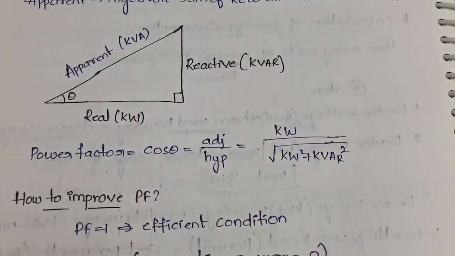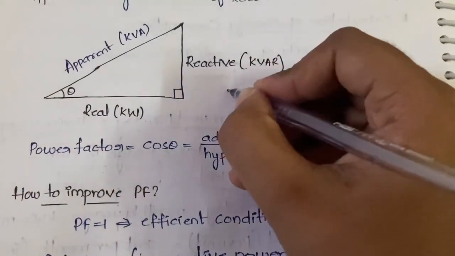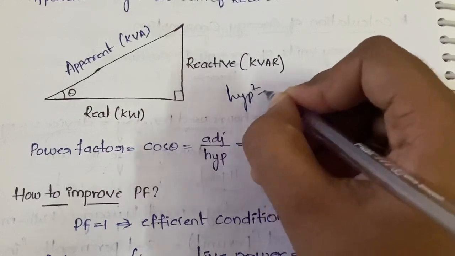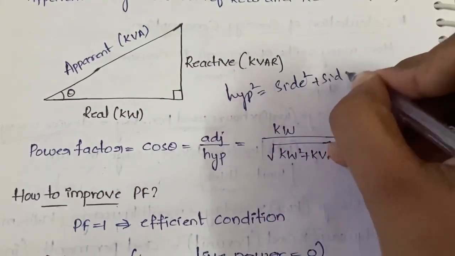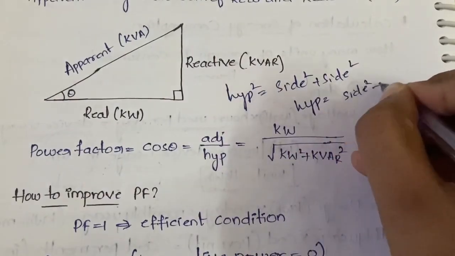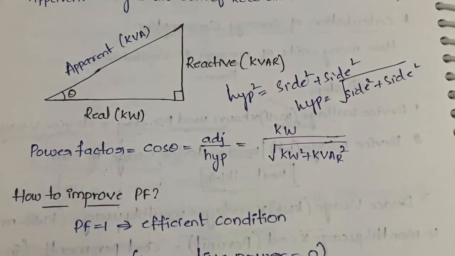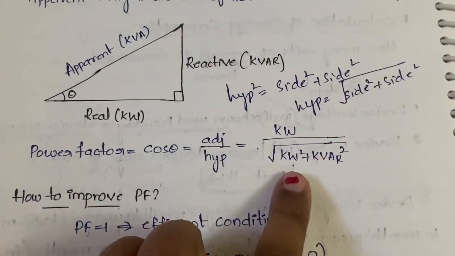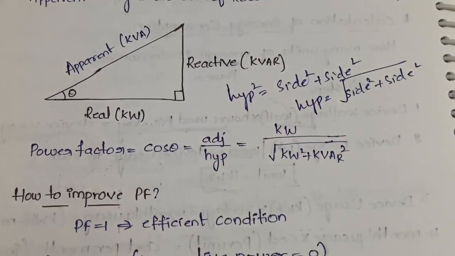Hypotenuse means what? Hypotenuse square is equal to side square plus side square according to Pythagoras theorem. So hypotenuse square is equal to side square plus side square, then hypotenuse will be equal to what? Side square plus side square under root, right? So this is how you get this. Now this is the formula for power factor. Then how to improve the power factor and why we have to improve the power factor, I'll tell you now.